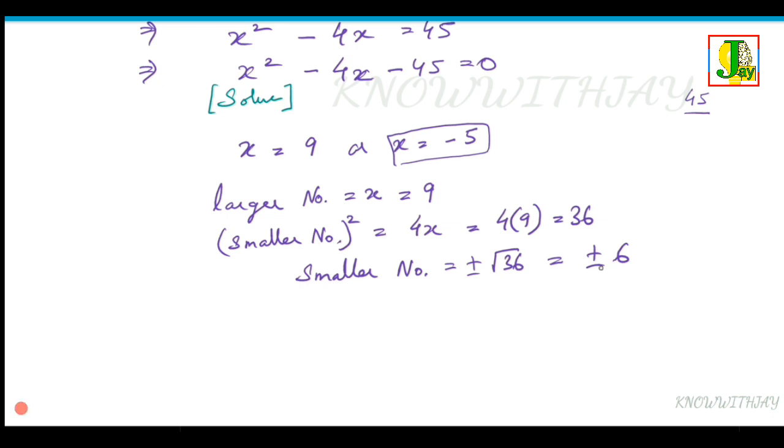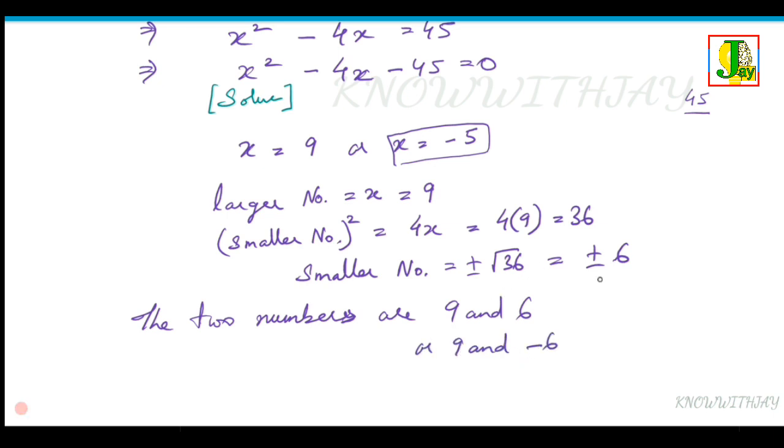Now, there are again two possibilities for the smaller number. So our combinations are: the two numbers are 9 and 6 or 9 and minus 6, because the smaller number can be plus 6 or minus 6.